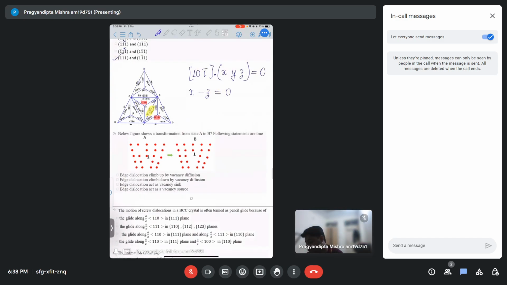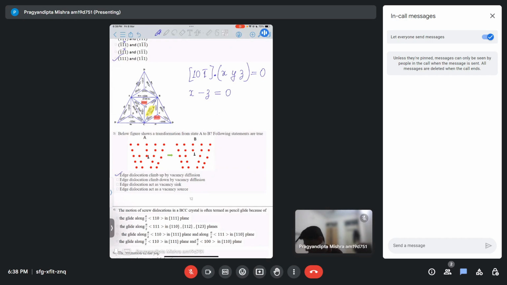Okay, next question. The figure shows a transformation from state A to B. Which of the following statements are true? They have given us some statements regarding this kind of transformation. We have seen what kind of transformation this is already, right? We have discussed this. This is climbing up, right? So edge dislocation is climbing up by vacancy diffusion is the right option.